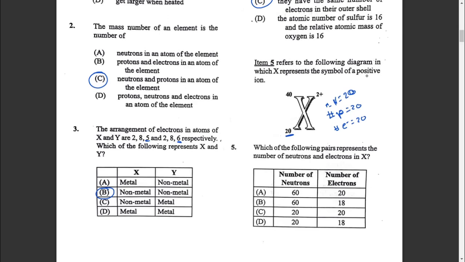Now, a 2+ ion, which is given here, tells us that this element lost 2 electrons. So if it lost 2 electrons, that means 18 electrons remain, and they want the number of neutrons and the number of electrons for the ion. And so that is 20 neutrons, 18 electrons. That's D.